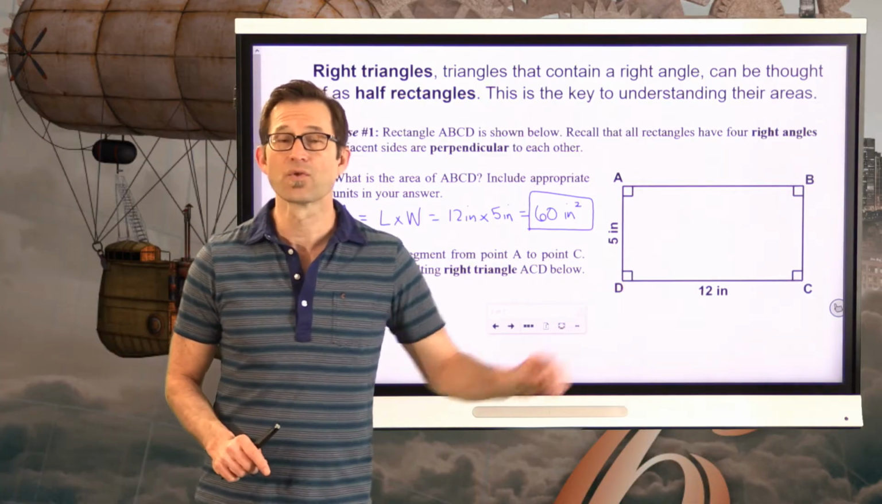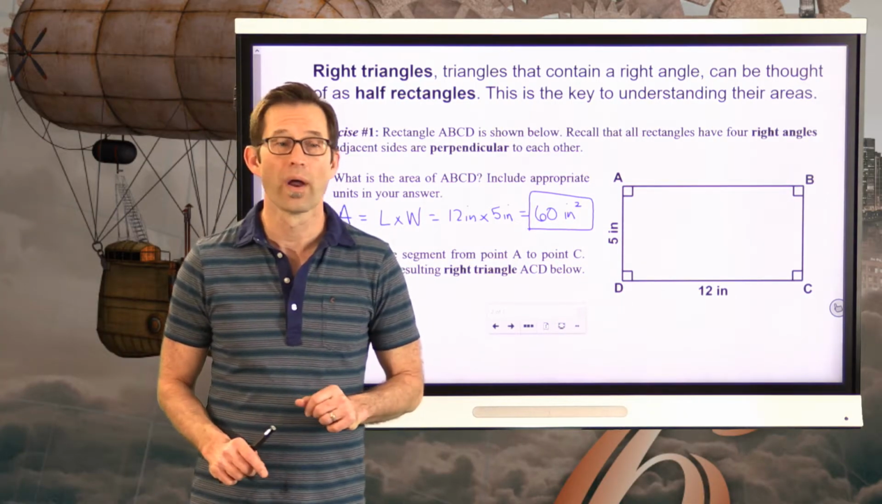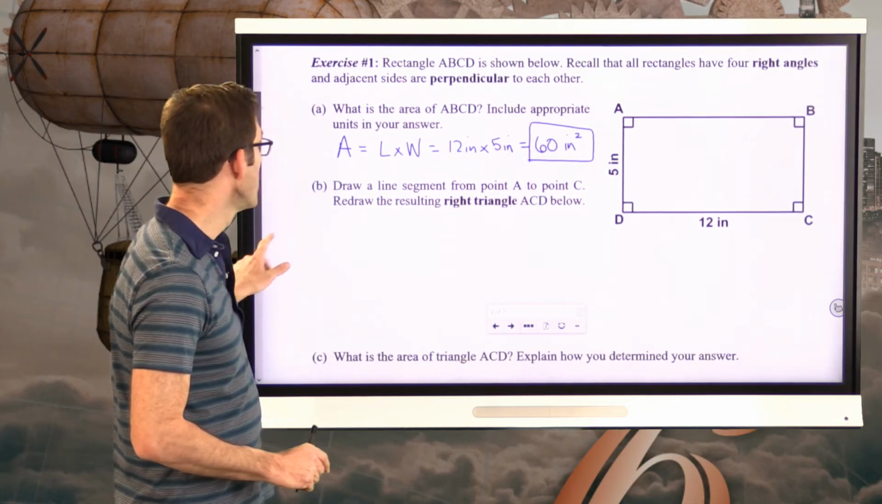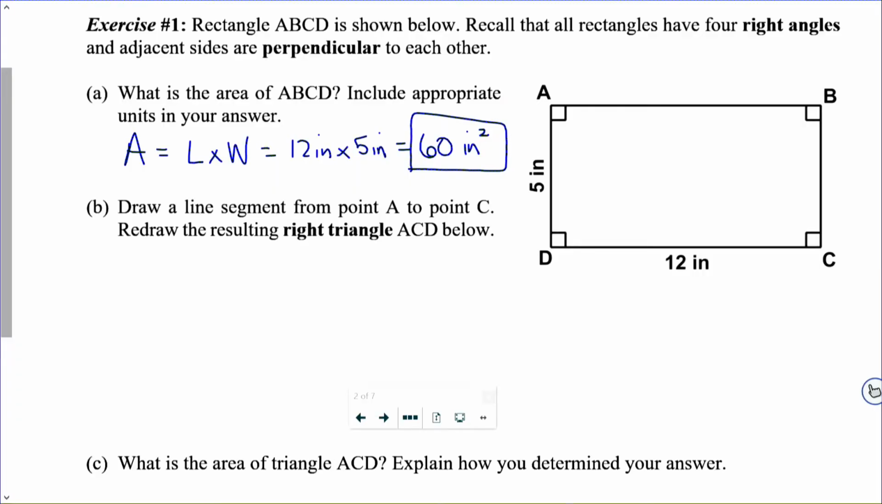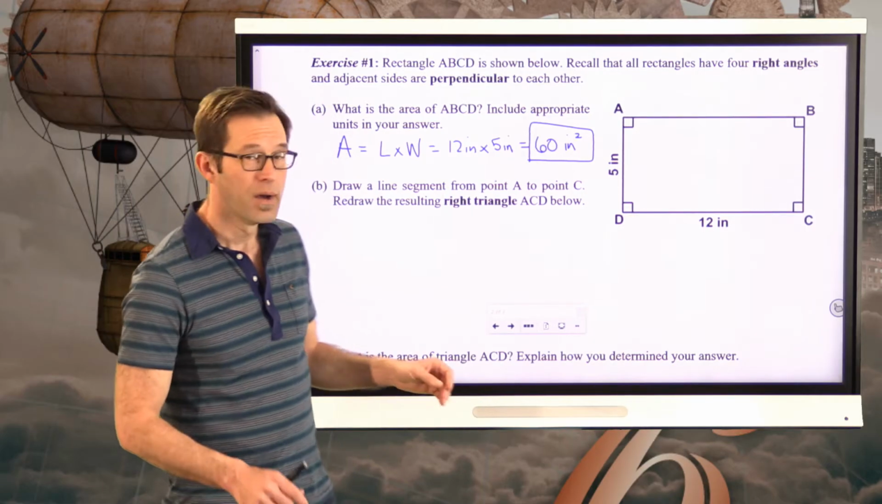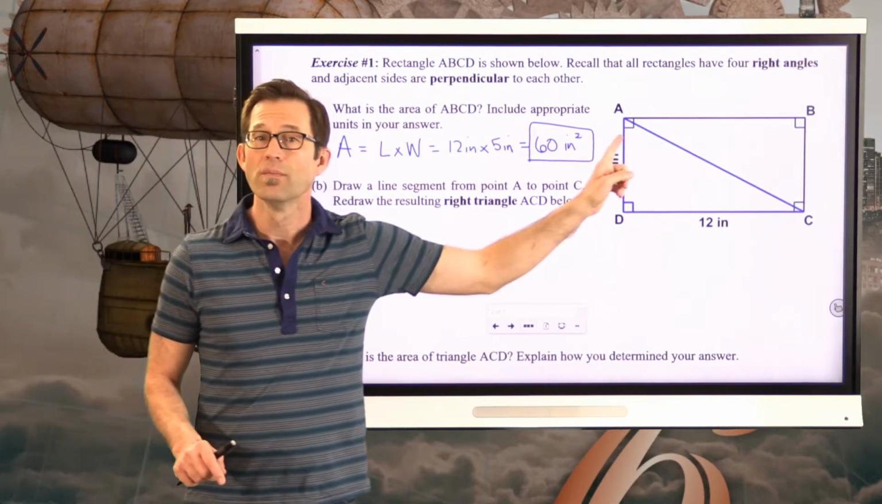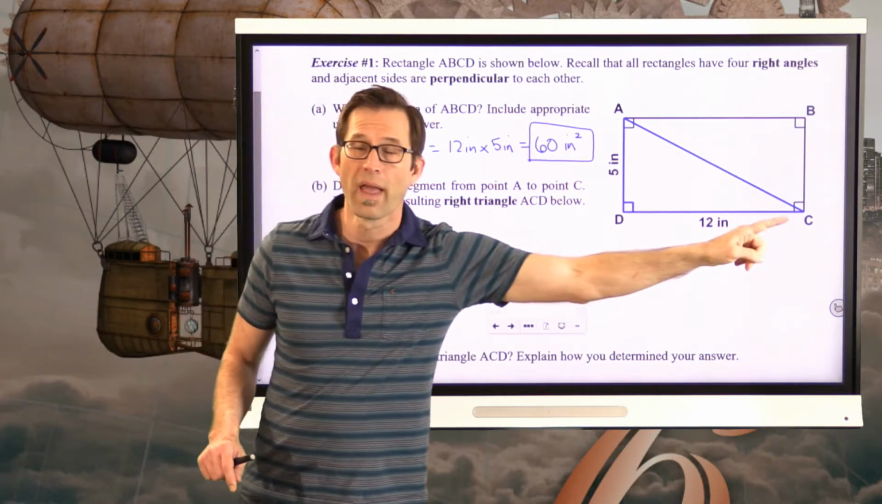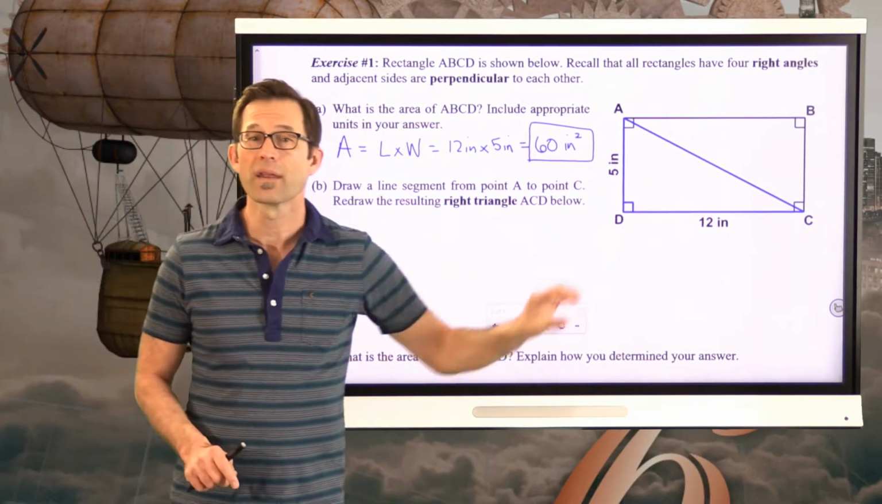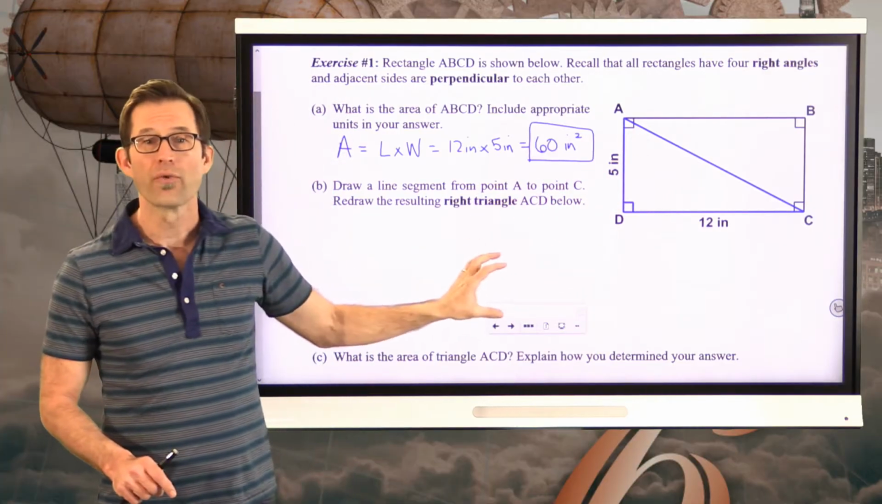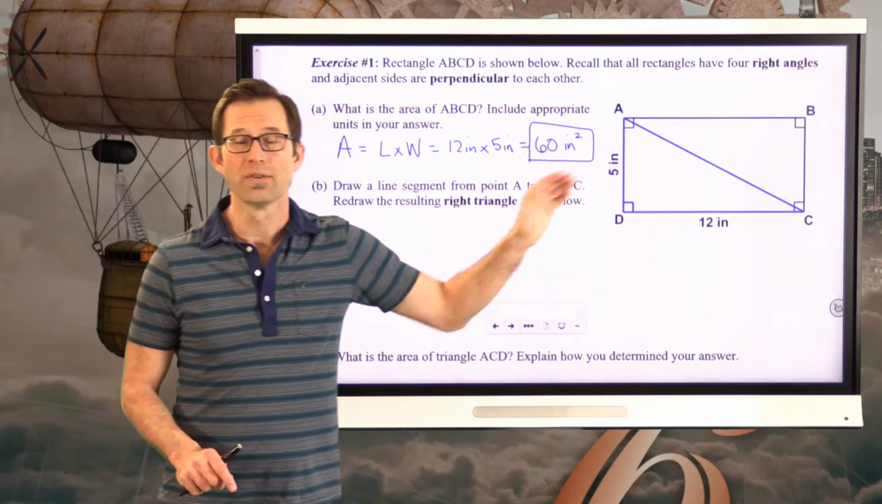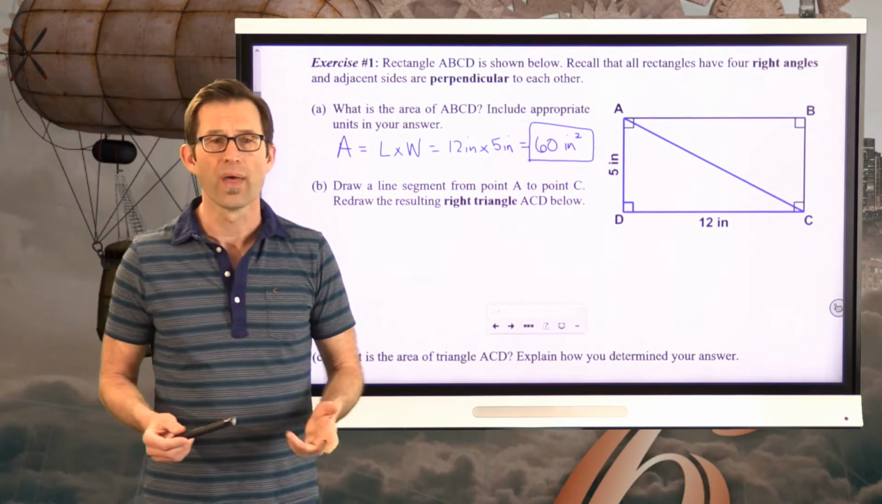Now, let's take this rectangle and carve it into a right triangle. Letter B. Draw a line segment from point A to point C. Redraw the resulting right triangle ACD below. All right, so this is easy enough. With my magic, I'm just going to draw that in like that. So all I'm doing is drawing a line segment from A to C. I'd like you to do the same, and then take this right triangle, redraw it down here, and label the 2 dimensions that you know on it. Pause the video now and do that quickly.